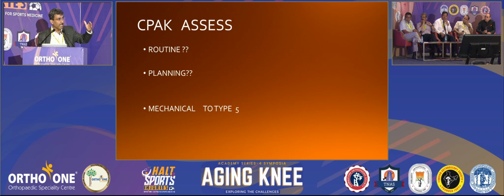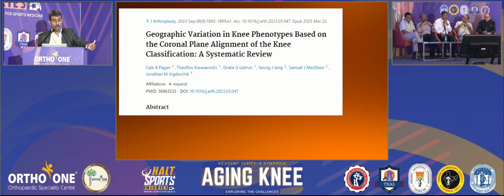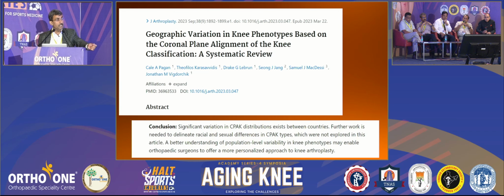So can we all say across the board that in our planning we don't routinely do it, but what we are doing in mechanical alignment is converting everything to a CPAC 5, correct? That's right. But when we do this, we do not know what the CPACs are. This came out from the McDessian group. Now we have one article from India that has said that the CPAC distribution is slightly different, and we have one in Arthroplasty put out by Vigdokchik and group saying that there is significant variation in the CPAC distribution between countries. So it's good to know, but we should also be aware that the original description put out by the McDessian group is not a concrete or universal application.